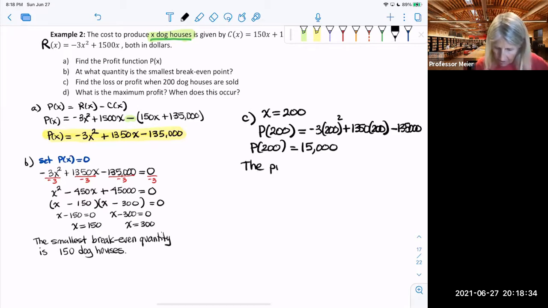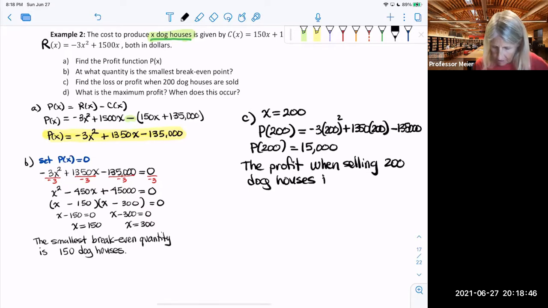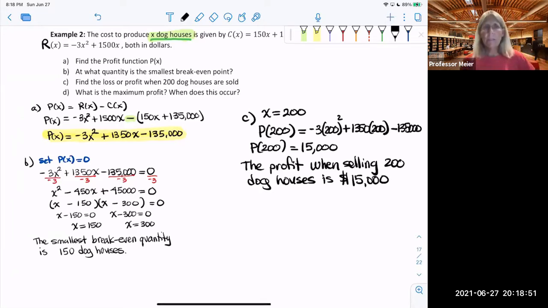The profit when selling 200 dog houses, and here it is, label this money, $15,000, right? So applications, you give answers in words. So this is perfect. We've given the answer to the question, right? It says find the loss or profit when 200 dog houses are sold. I've answered that. All right.